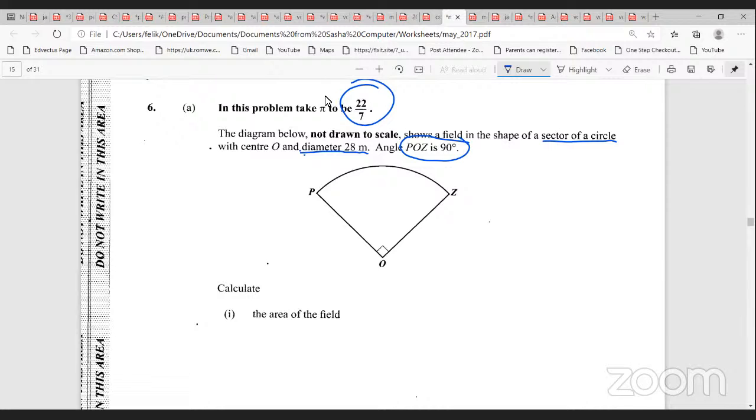And what we're going to go ahead and do now is to answer the first question, which is 1, calculate the area of the field. So we're asked to calculate the area of this field. Johnny, for me to calculate the area of the field, what formula would I use?